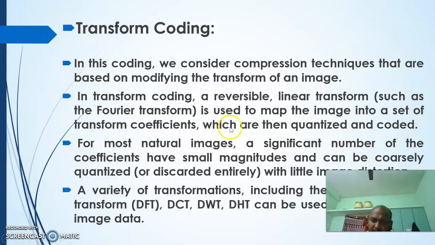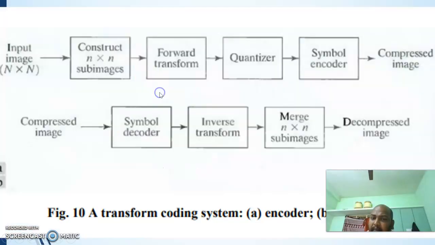Next point: in most natural images, a significant number of coefficients have small magnitude and can be coarsely quantized. Once the image is transformed to the frequency domain, we can apply quantization. Quantization will reduce the data size; it truncates and rounds off, and it reduces the size. So these are helpful.